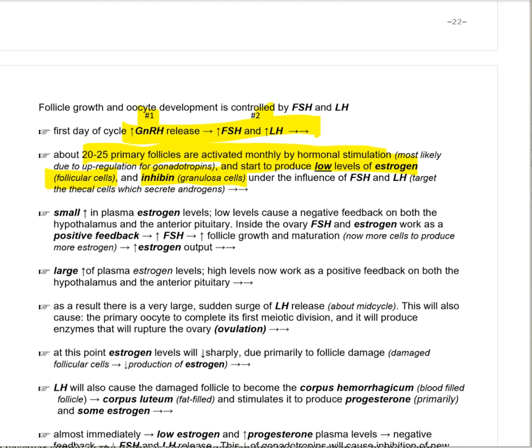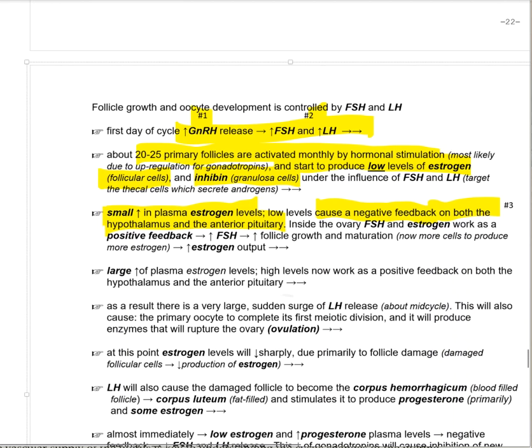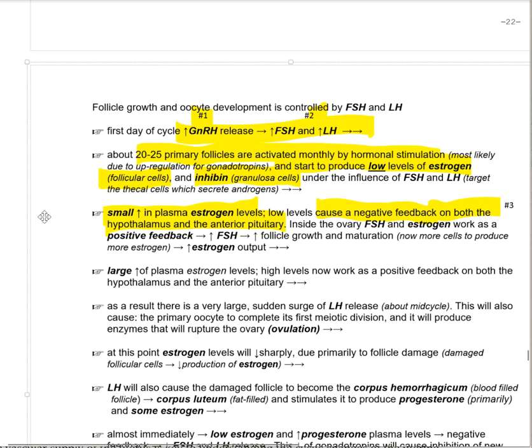Now, a small increase in plasma estrogen levels causes a negative feedback on both the hypothalamus and the anterior pituitary. Now I want to note what's happening there, and I want to put a number 3 over here. So if you have low levels of plasma estrogen, so estrogen's in the blood, this will cause a negative feedback on the hypothalamus and the anterior pituitary. So what happens? This will cause LH and FSH not to be released.